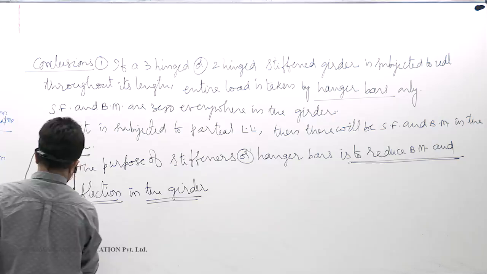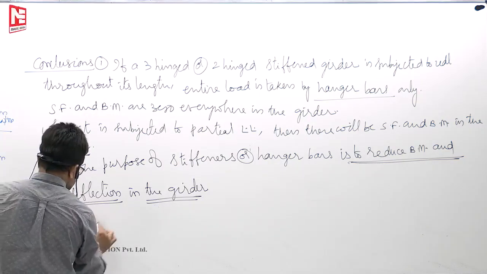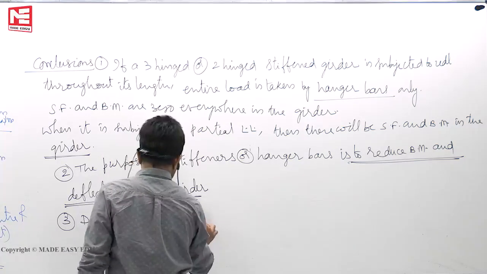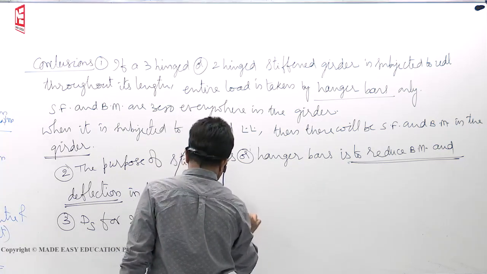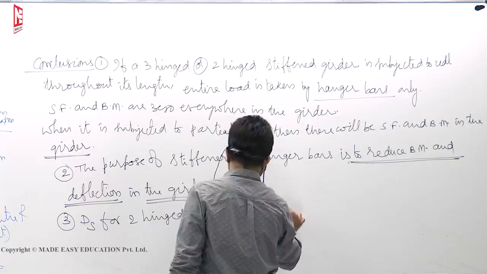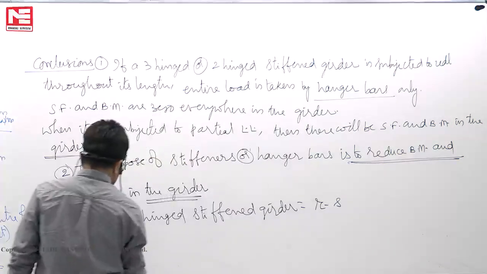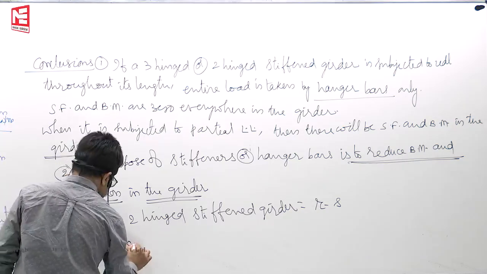Then static indeterminacy DS for a 2-hinged stiffened girder is R minus S. R means the number of unknown reactions.